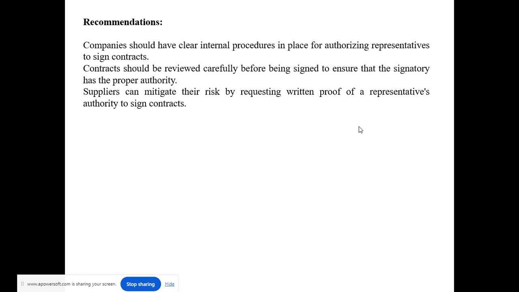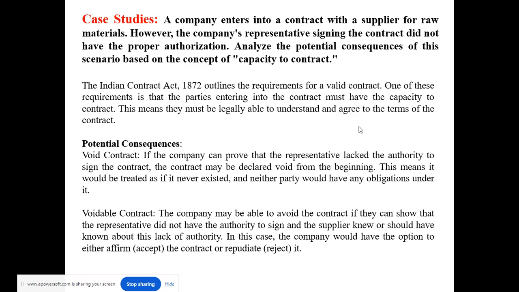So what recommendations can be made here? Companies should have a clear internal procedure in place for authorizing representatives to sign contracts. The contract should be reviewed carefully before being signed to ensure that the signatory had the proper authority. Suppliers can mitigate their risk by requesting written proof of the representative's authority to sign the contract. In this case, it is vital to know who has the authority to sign or not. Under those circumstances, a contract is considered to be void, voidable, or maybe an illegal one.